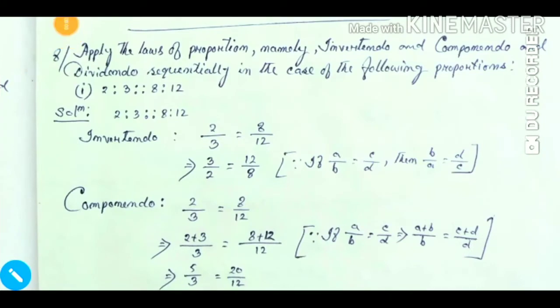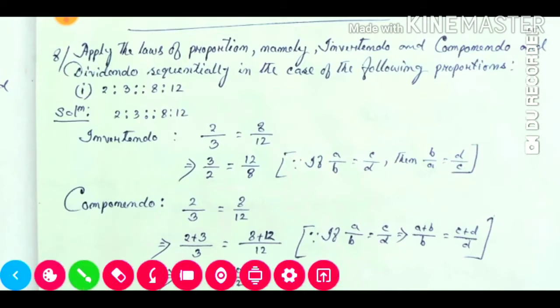Apply the laws of proportion, namely invertendo, componendo and dividendo sequentially in each of the following proportions. Here this proportion is given: 2:3 is proportional to 8:12. That means this part is equal to this part, and we need to show invertendo, componendo and dividendo.